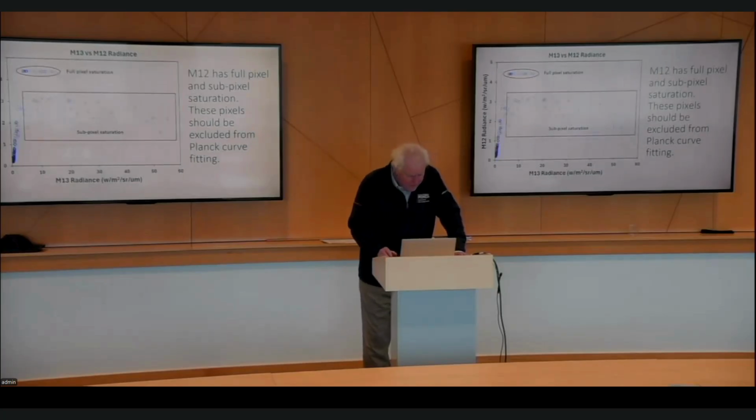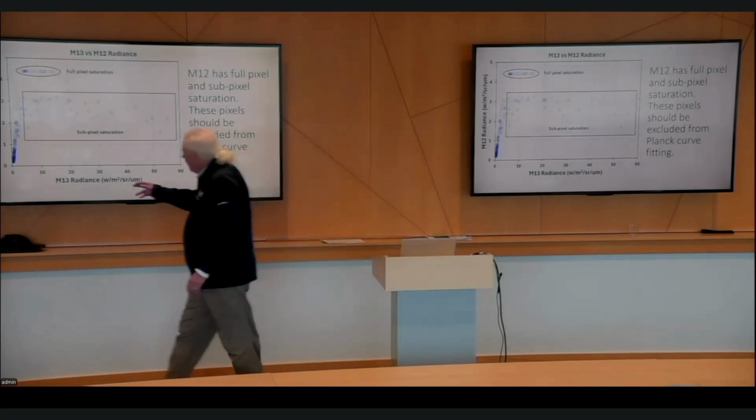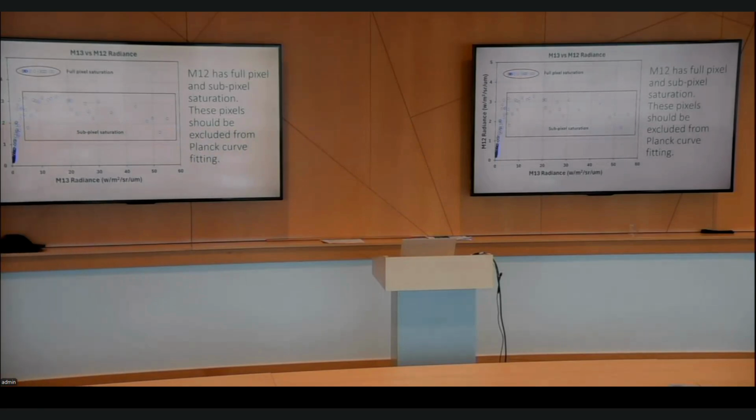The spectral band that has this problem very frequently is M12. That's in the midwave infrared. And so this is a scatter plot of M13 radiance. M13 almost never saturates because it is a dual gain spectral band that was specifically designed to avoid saturation on wildfires. And so we use this band as the reference.